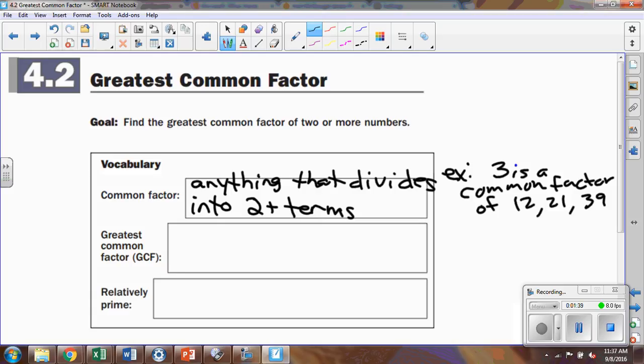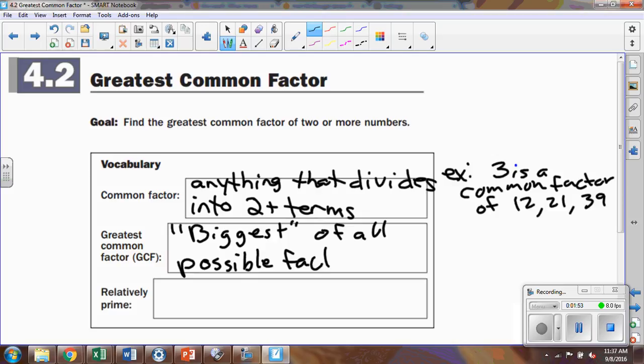The greatest common factor we are going to define as kind of the biggest of all the possible common factors. And I'm putting down biggest. In terms of numbers, we could simply say it's actually the largest. 3 is greater than 1, so 3 is largest. When we start looking at monomials, the idea of biggest is going to be based on the exponents, and we'll see that coming up.